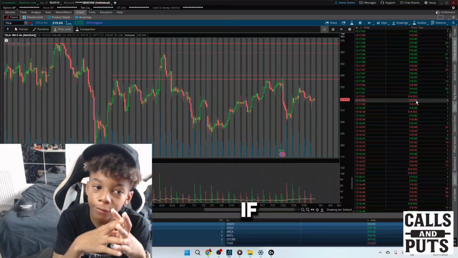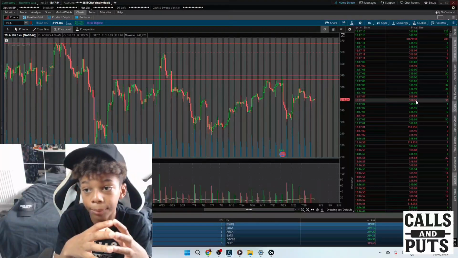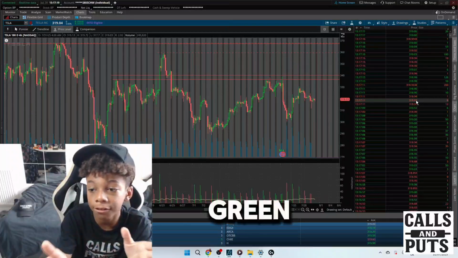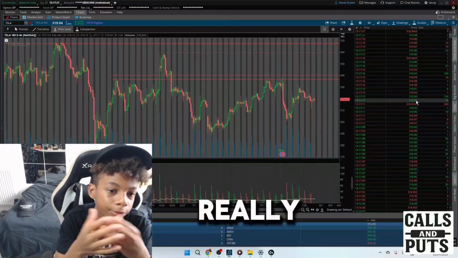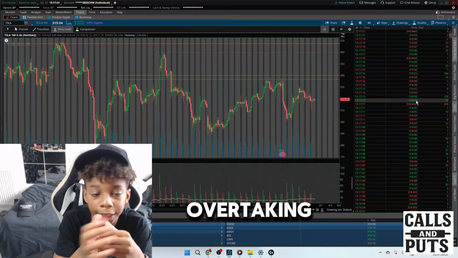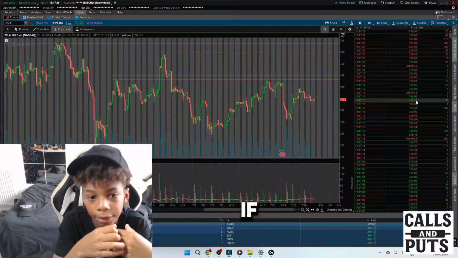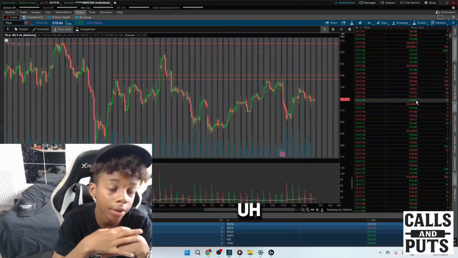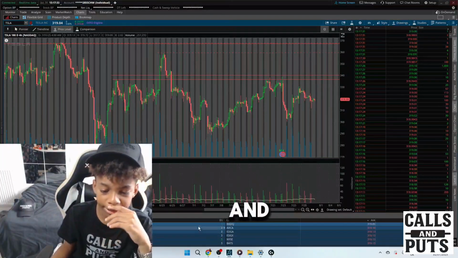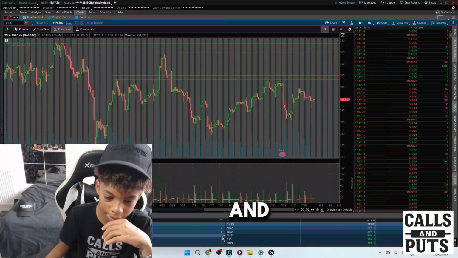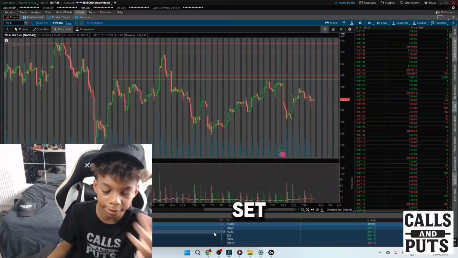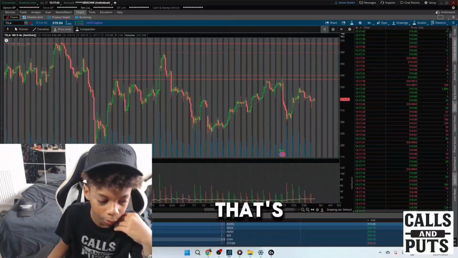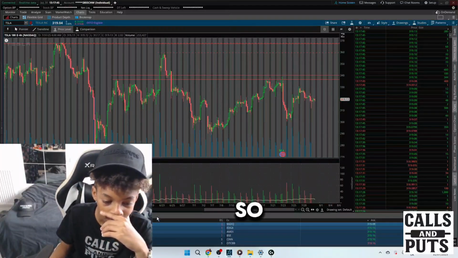So, if I want to look at it to the upside, that means I want to see more green than red. That means that if I see green, the buyers are being really aggressive in the market and overtaking the sellers, right? And if I want to look to the downside, I want to see that the sellers are overtaking the buyers, right? And this is level 2 here, the bid and the ask, and these are the different orders that are being sat at in the level 2. So this, it doesn't really matter to me, so that's one last thing you could look at. These are the numbers right here.